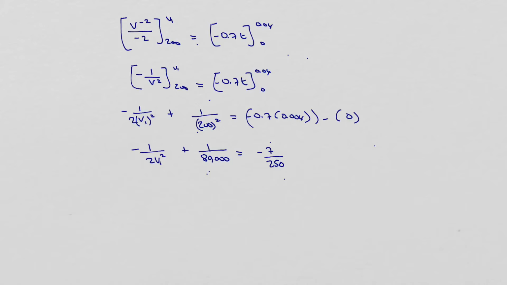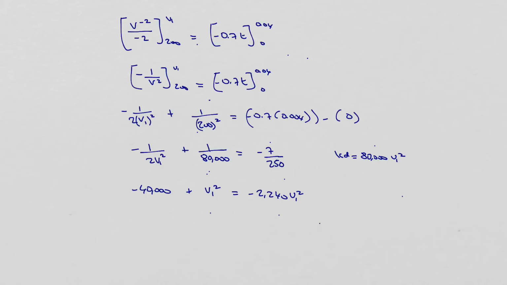And then if I multiply across by my lowest common denominator, which would be 80,000 v1 squared, then that gives me minus 40,000 plus v1 squared is equal to minus 2,240 v1 squared. So that was common denominator, 80,000 v1 squared. Okay, and therefore getting all the v1 squareds to one side.